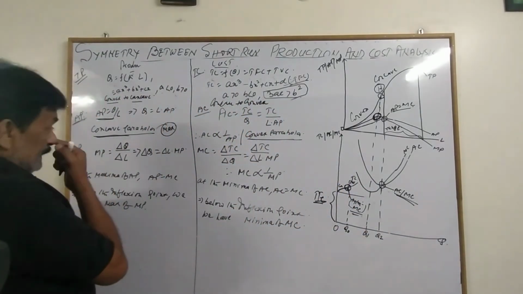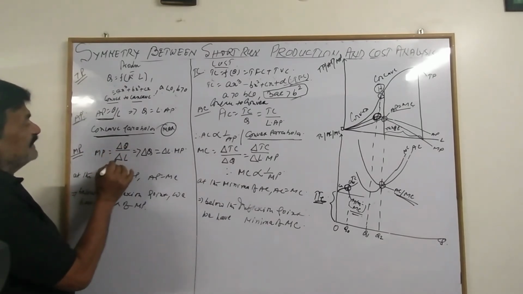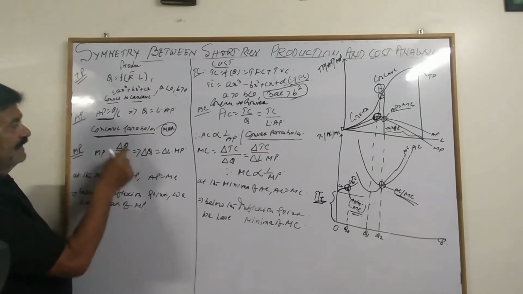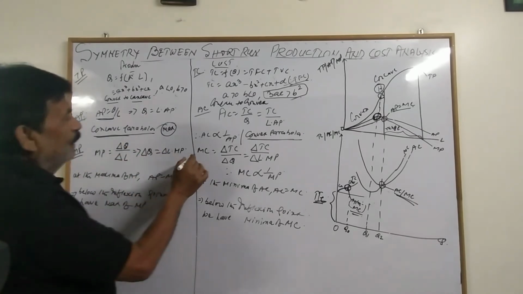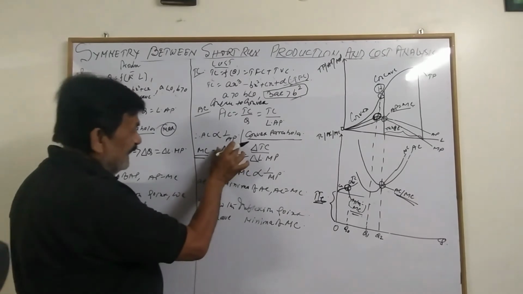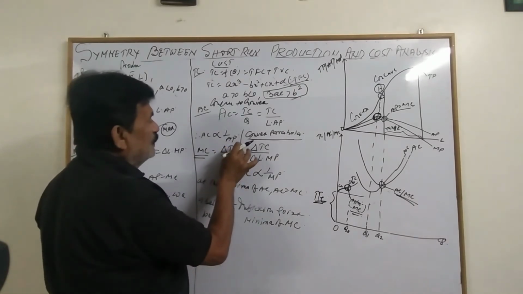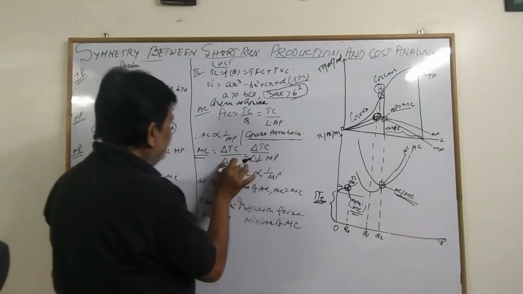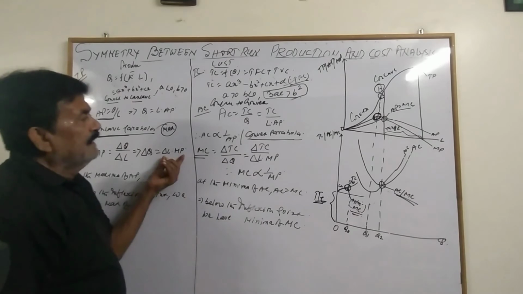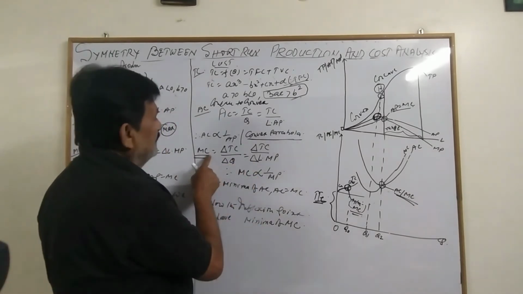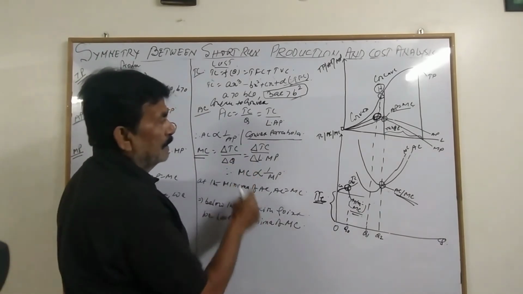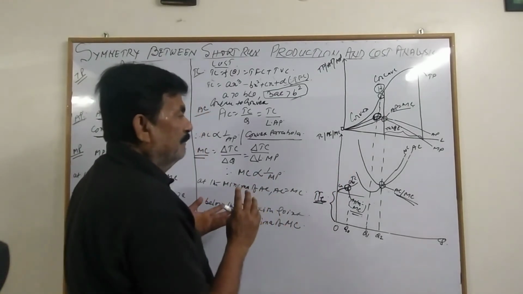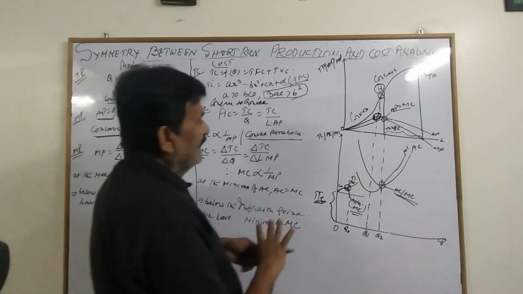Now the marginal product is change in output by change in labor. So change in output could be written as delta L into MP. Delta Q could be written as delta L into MP. Now MC is delta TC by delta Q, change in TC by change in output, and this change in output could be written as delta L into MP. Once again, marginal cost is inversely proportional to marginal product. So when one increases, the other diminishes. One has its maxima, another has its minima. This is clear, and this is true.